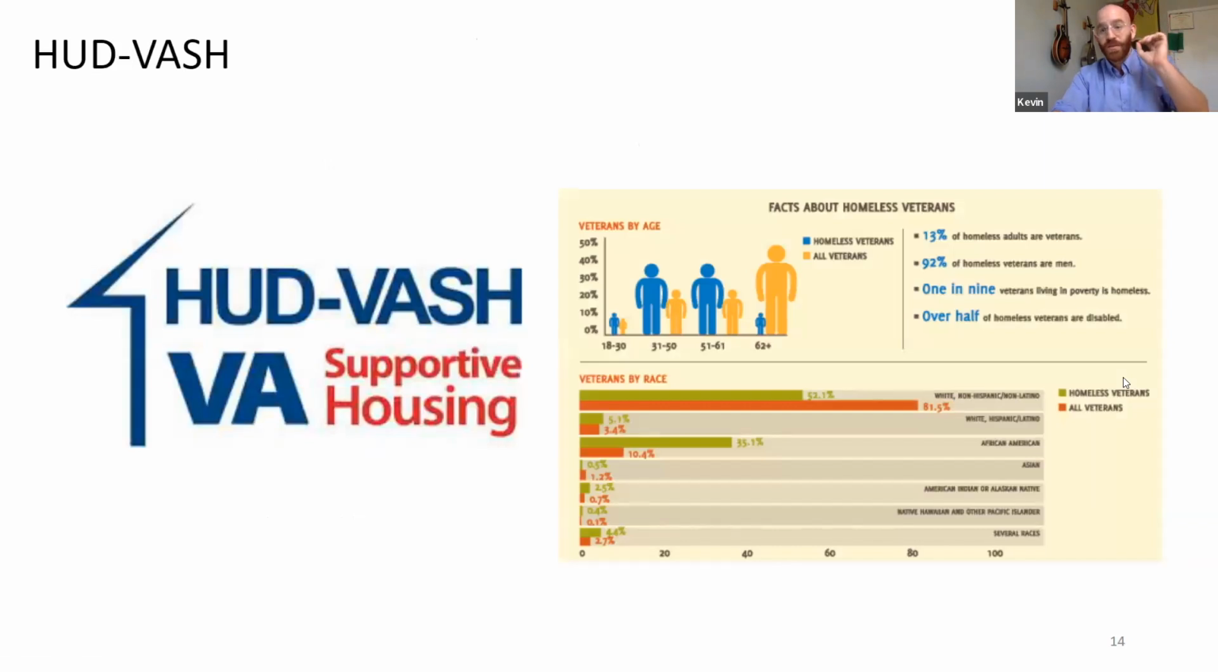Another program, and just briefly for those of you who like looking at the details of data, there is some on that previous slide that looks at the data related to program administration. HUD-VASH is a collaboration between HUD and the Veterans Administration that provides housing vouchers to homeless veterans and their families. Next one, please.